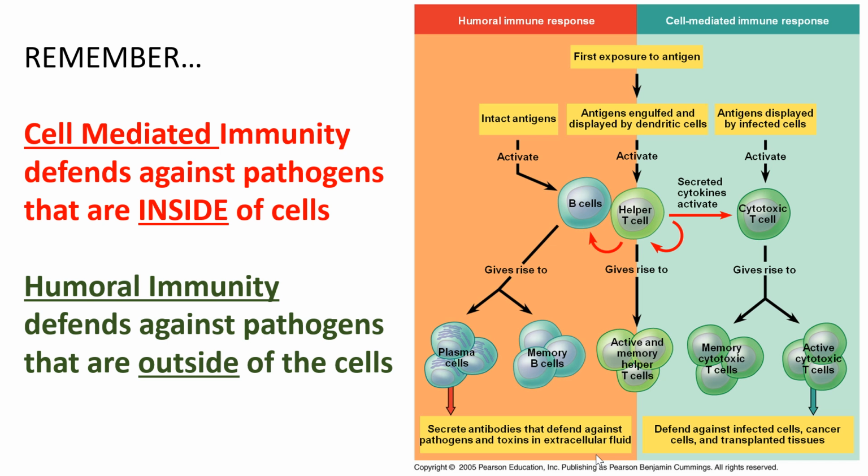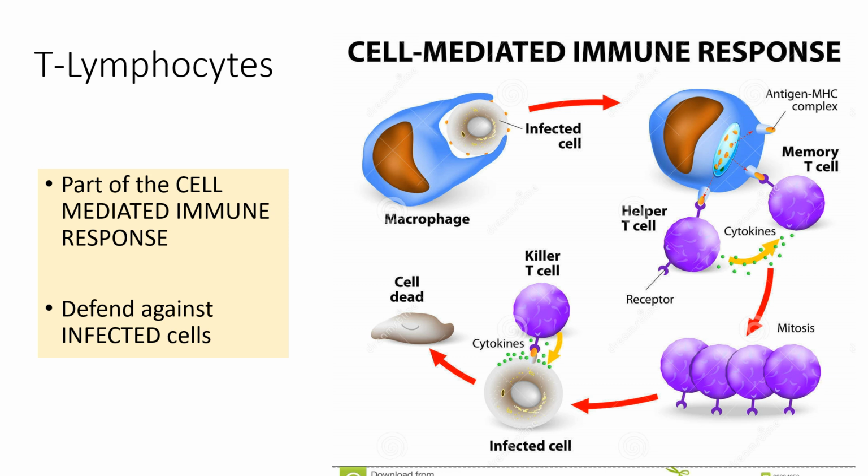So remember, cell-mediated immunity is dealing with pathogens that are located inside of cells, where humoral immunity is dealing with pathogens that are located on the outside of cells. So B cells are primarily dealing with outside, where T cells are dealing with what's on the inside. Okay, so when we're talking about cell-mediated immunity, we're talking about T cells.